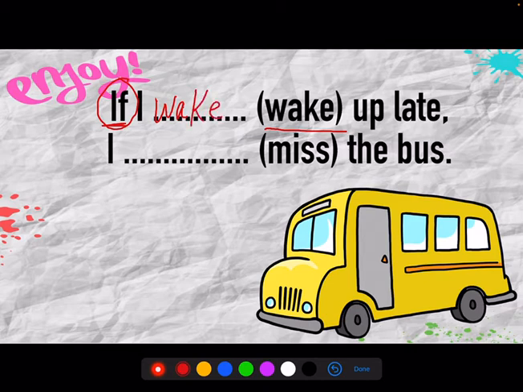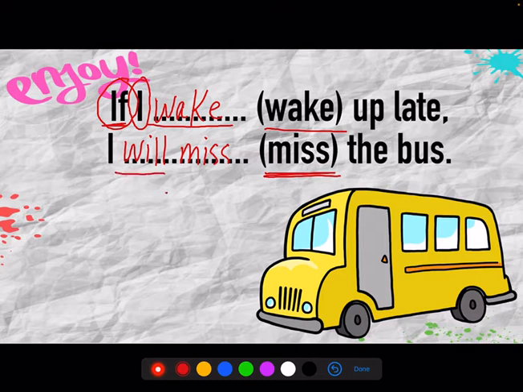So here I have wake without an S because my pronoun is I. So I know that I, they, we, you should take the verb as it is without adding anything. But if I have the pronoun he, she, it, you have to add an S with the verb. So if I wake up late, I miss is wrong like this. No, it's wrong. So I have to add will. I will miss the bus. So I have to put will plus the infinitive form of the verb.